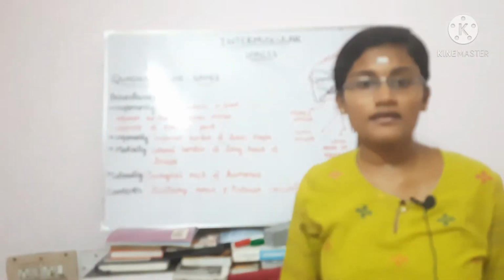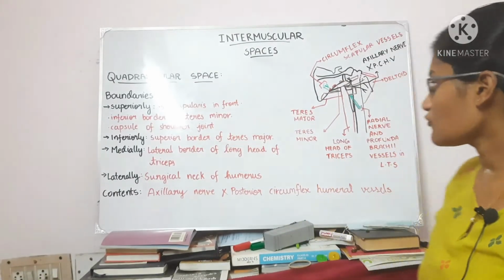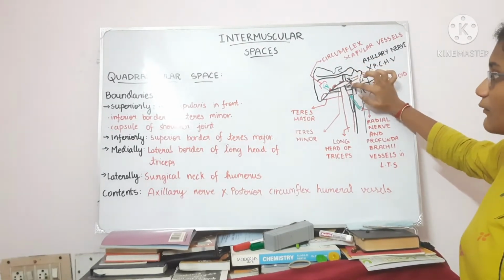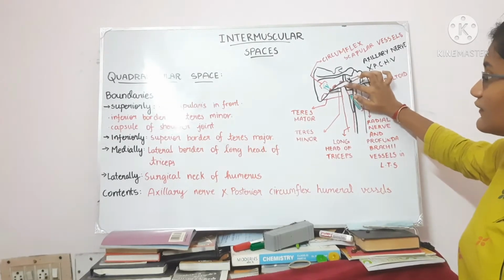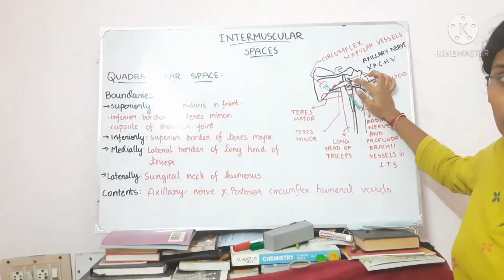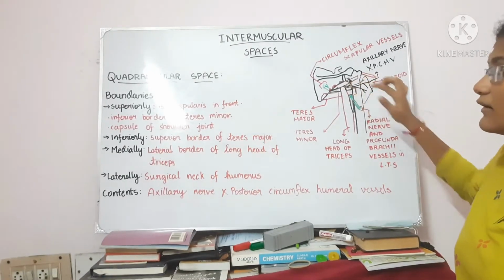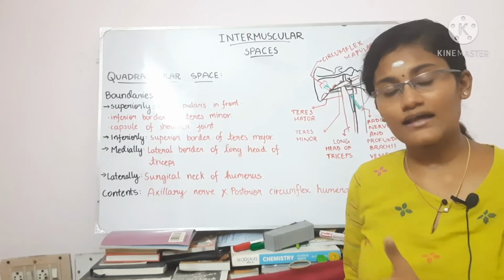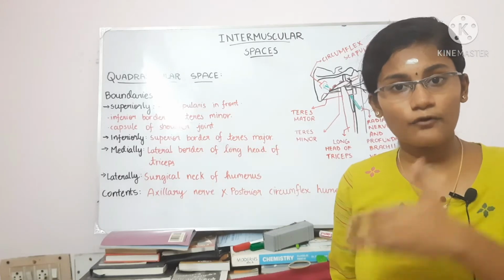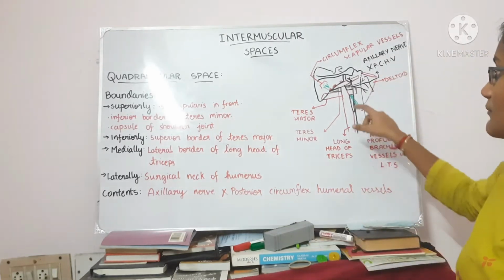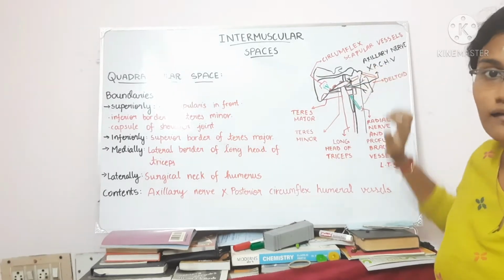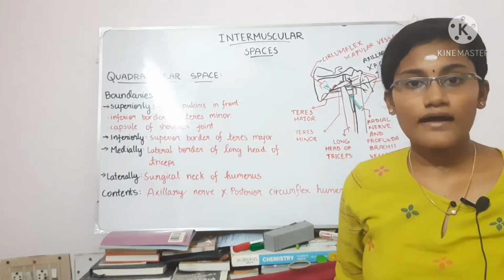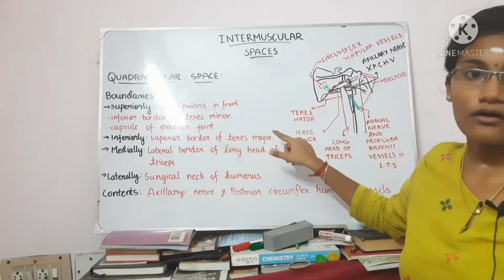Coming to the quadrangular space, first let's talk about its boundaries. So superiorly, the quadrangular space is bounded, as you can see, by the lower border of the teres minor. Okay, superiorly it is bounded by the lower border of the teres minor, and it is also bounded by subscapularis, because subscapularis crosses the anterior aspect of the shoulder joint and teres minor crosses the posterior aspect of the shoulder joint. So it is bounded by the lower border of the teres minor and the subscapularis muscle. It is also bounded by the capsule of the shoulder joint, and then it is inferiorly bounded by the superior border of the teres major.